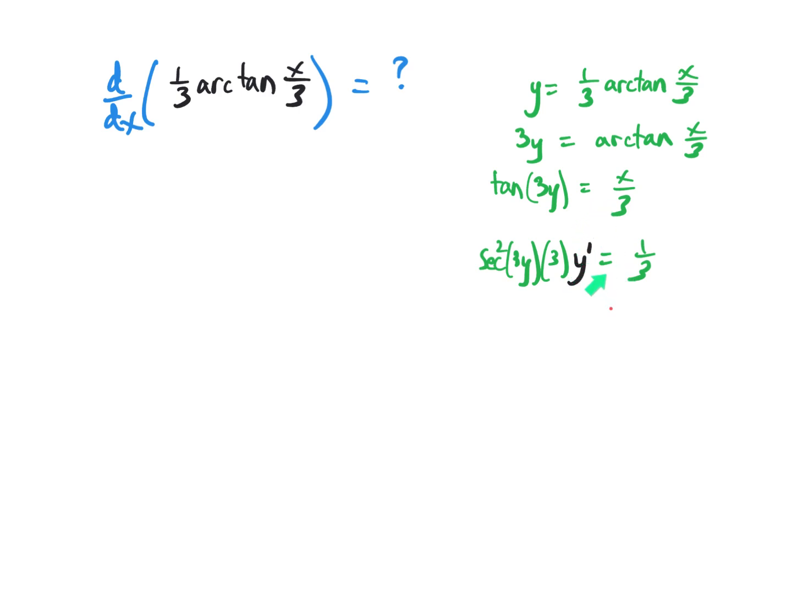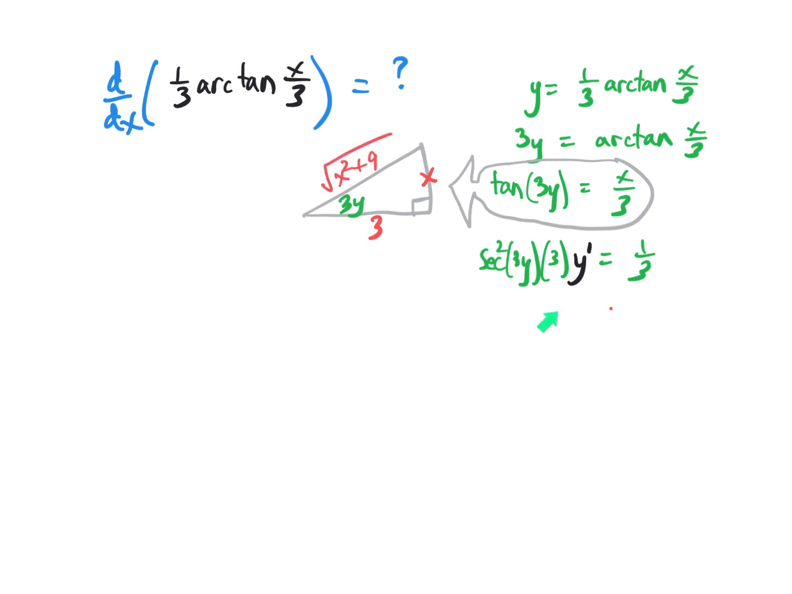All right, at this stage, we come back here and draw a picture of the right triangle. Tangent of 3y must be the angle, and this must be the opposite over the adjacent. Then using the Pythagorean theorem, we know that the hypotenuse will be the square root of x squared plus 3 squared. Okay, back over here, we can divide both sides by 3.